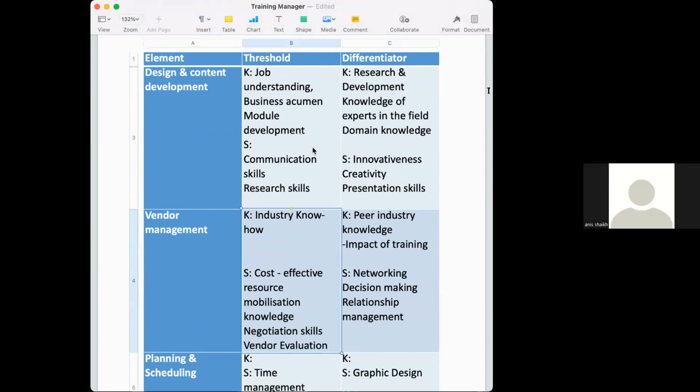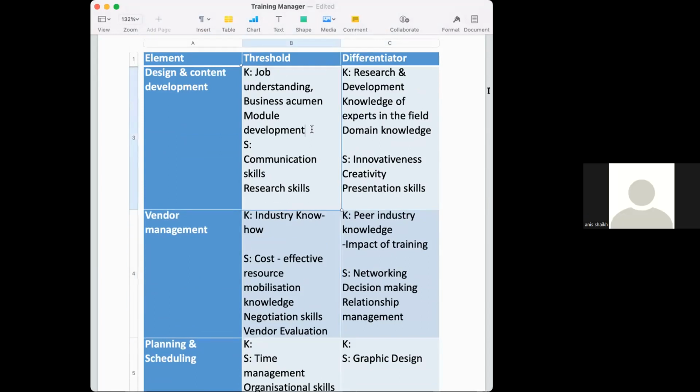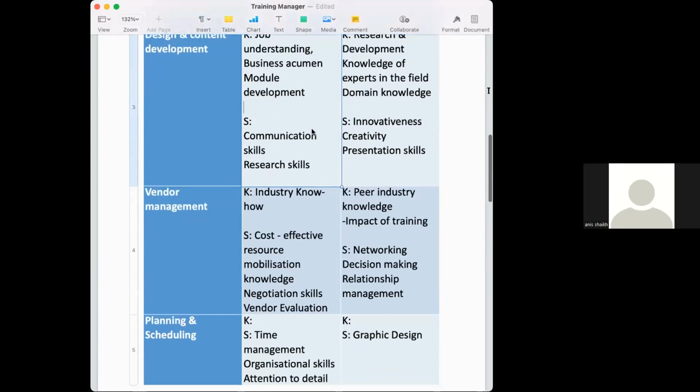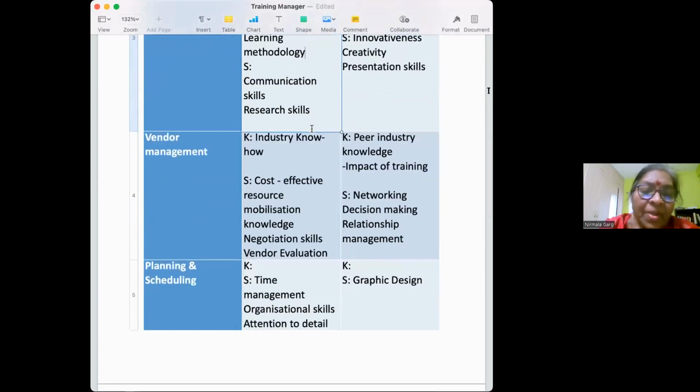Okay, can we see the vendor management skill level? Would you like to comment something on that? Because we have written vendor management. Okay, one is you are always looking at cost effectiveness, negotiation skills, knowledge of negotiation, vendor evaluation, absolutely. That is procurement and negotiation, etc. Here networking, decision making, very important, absolutely. Relationship management. Okay, guys.